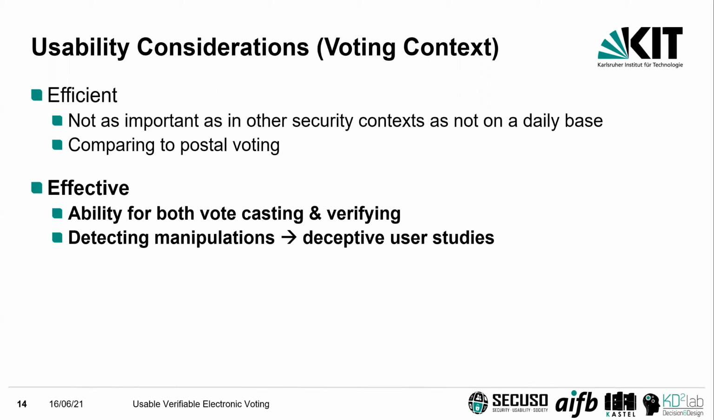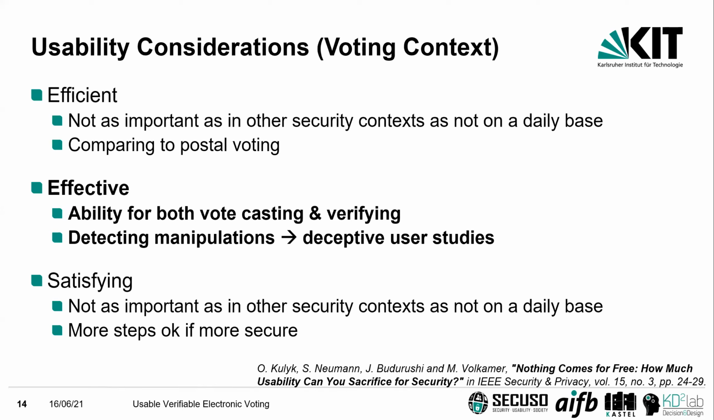We call them deceptive user studies because you're not telling your participants what your actual goal is, but you may tell them it's about general usability considerations of a voting system. And then what you want to know is whether they are able to detect that the system is manipulated, meaning in particular, because we talk about cast as intended, that it changes the vote before sending it to the server.